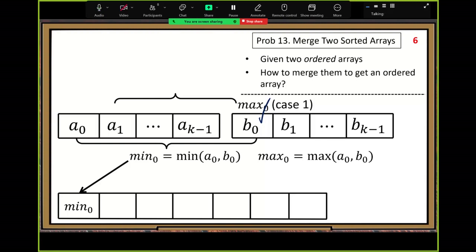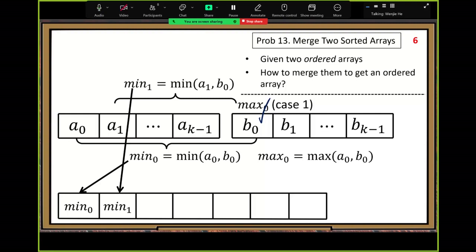Then you have mean 1 of A1 and B0, mean 1. So what can you say about mean 1? Second minimum, and it must be in place, right? So we put mean 1 in place. Every time we do one comparison, we can put one element in place, right? And sooner or later, we can put all elements in place, right?